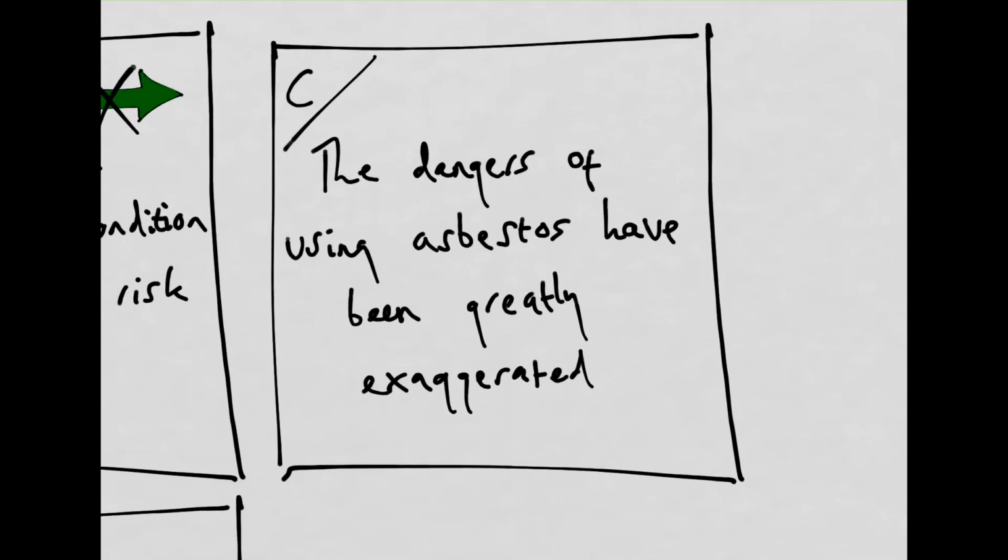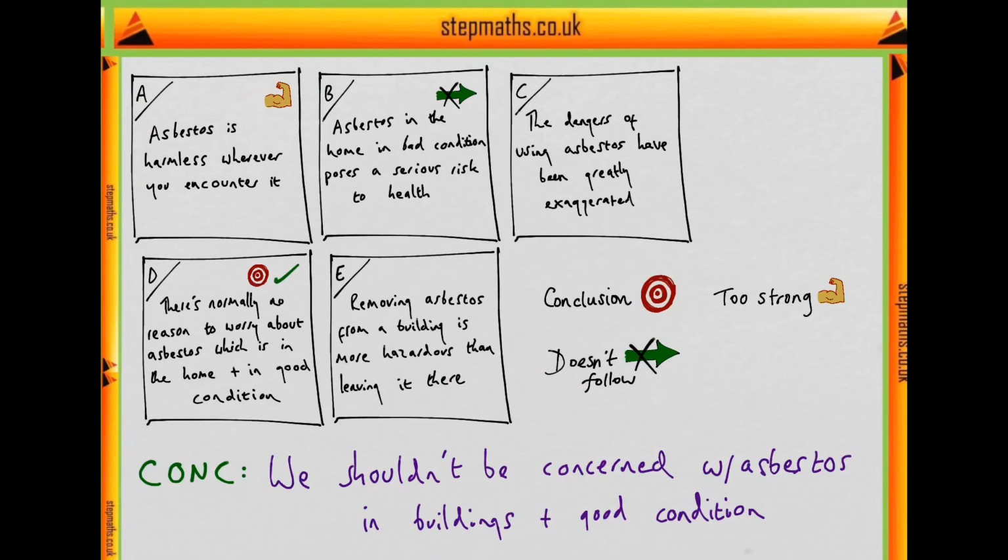What about C? C says that the dangers of using asbestos as a building material have been greatly exaggerated. Now, there's nothing in the passage where the author talks about what people think are the dangers of asbestos. So while the author discusses how dangerous they think asbestos is, they give us no gauge of what the public opinion on the matter is. And so there's nothing in the passage from which we can infer that the dangers of using asbestos have been exaggerated. So nor does option C follow.